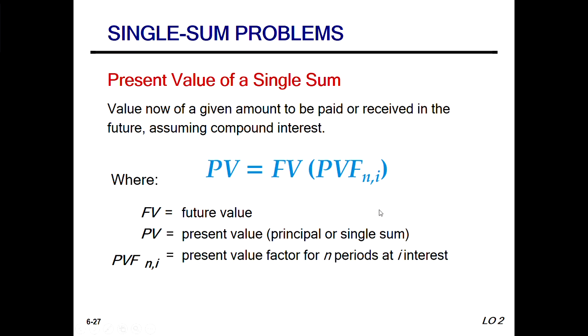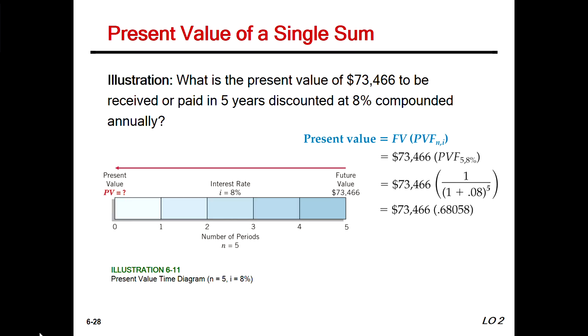Here is the equation to figure that out. What we have to figure out is that factor. So we know what the future value is. We need to find out what the factor is in order to determine what the present value is of that single sum. So here's an example. What is the present value of $73,466 to be received or paid in 5 years, discounted at 8% compounded annually?